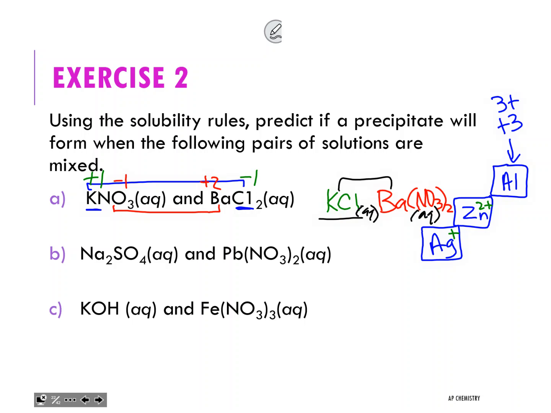Now, if everything's AQ, that means nothing reacted. Everything's just dissolved, floating around in the water, not doing anything. So, for this one, you would write no reaction. And we abbreviate reaction RXN. Nice little thing to do there. So if everything stays AQ, that means no reaction has occurred and you just have a bunch of ions floating around in the water. Question?